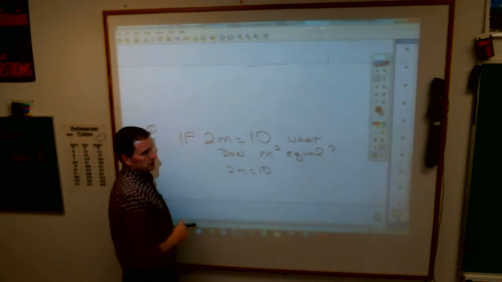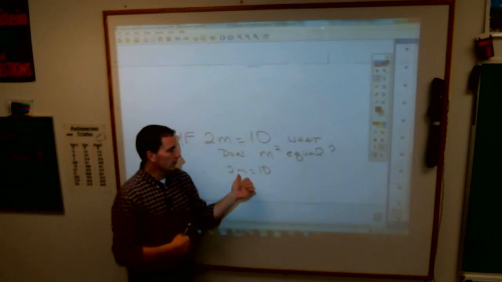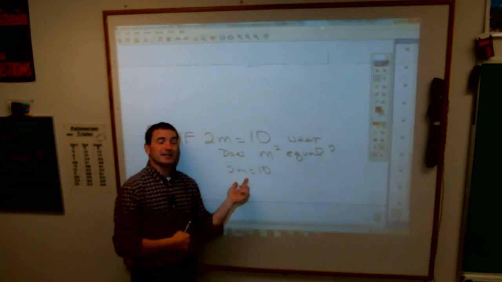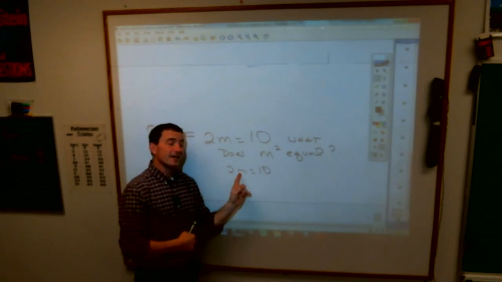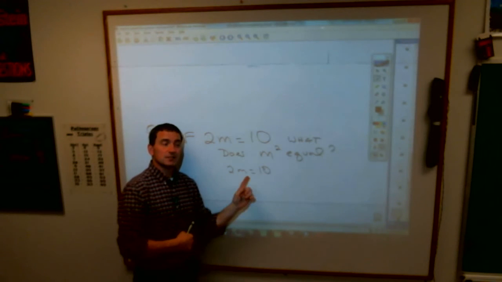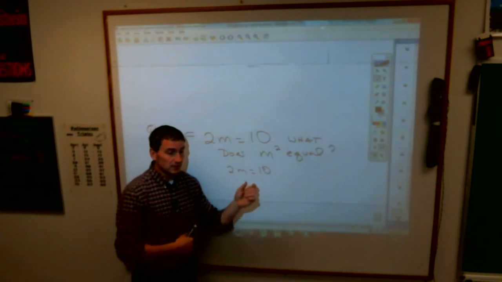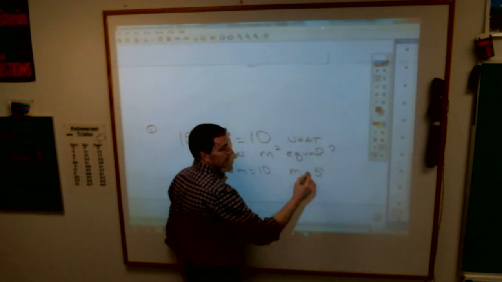If 2m equals 10, the first thing you have to do before you even think about this part is to know what the letter m stands for. And anytime a letter is next to a number, that means multiply. 2 times what number gives you 10? 2 times what number gives you 10, Jana? 5. So you know that the letter m equals 5.